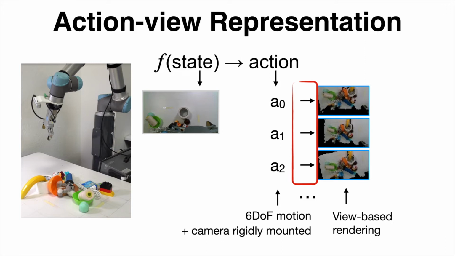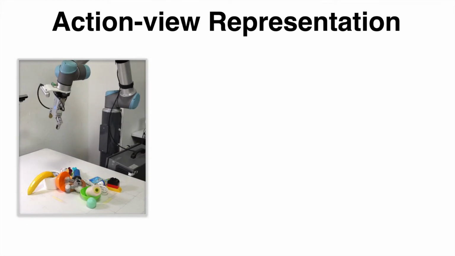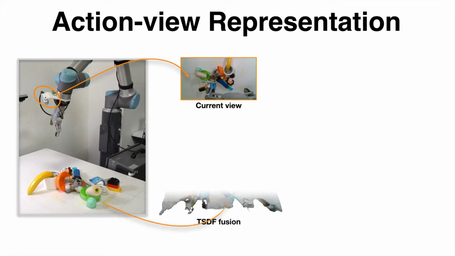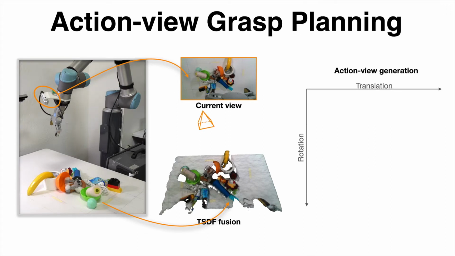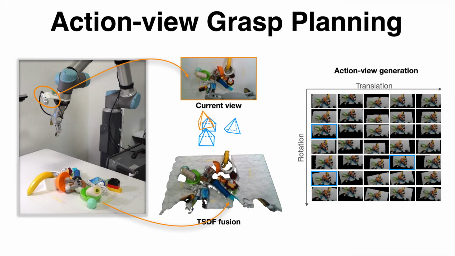So we call this approach action view representation, where the action and its effect on state is explicitly modeled through view rendering. The system works as follows. As the end effector approaches the target object, the wrist-mounted camera continuously gathers new observations of the environment and aggregates them into a complete 3D scene representation using a truncated signed distance function. Then, given a set of possible actions to take, we use view-based rendering to simulate the future state with respect to different actions, where each view is rendered as if the robot's end effector moved according to that action.